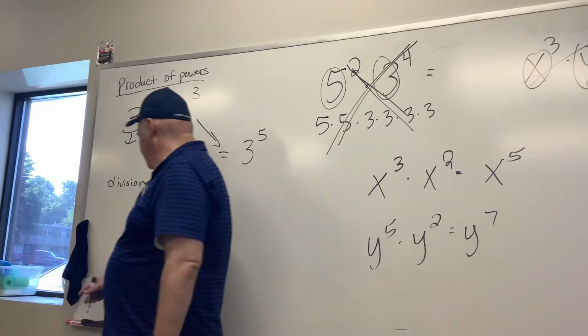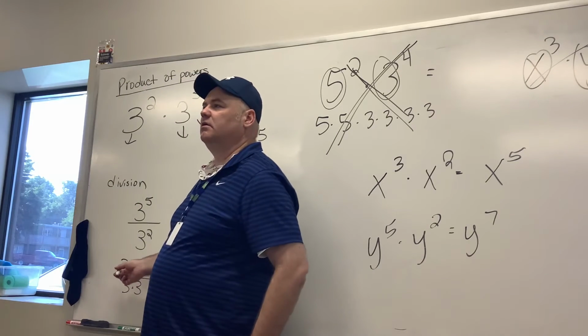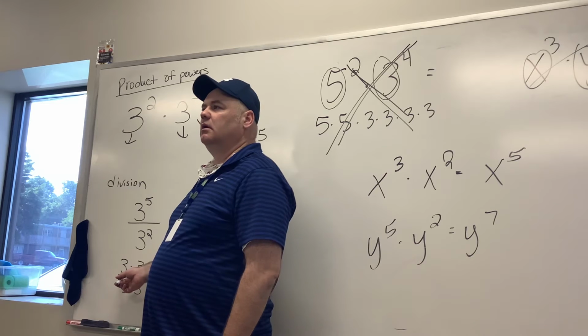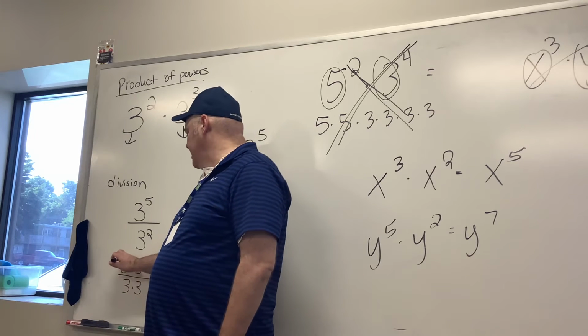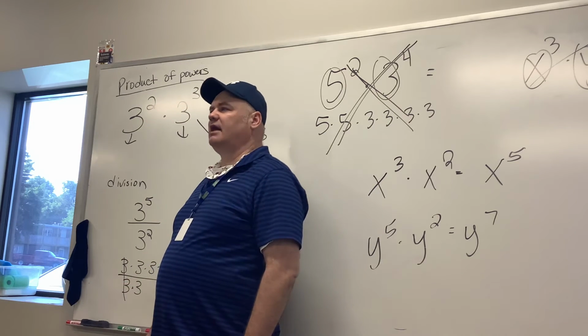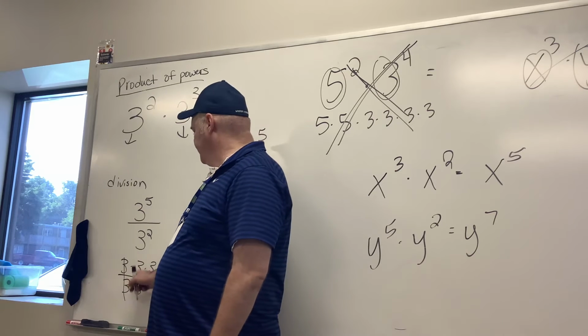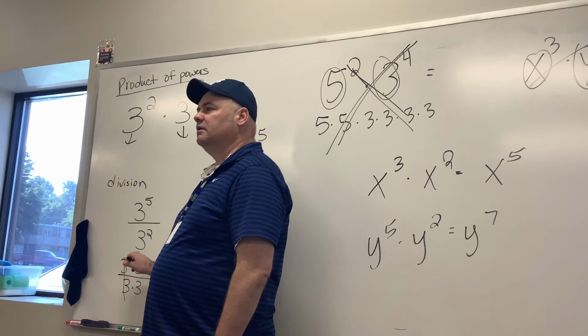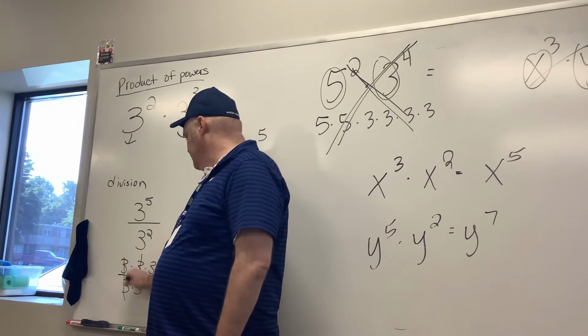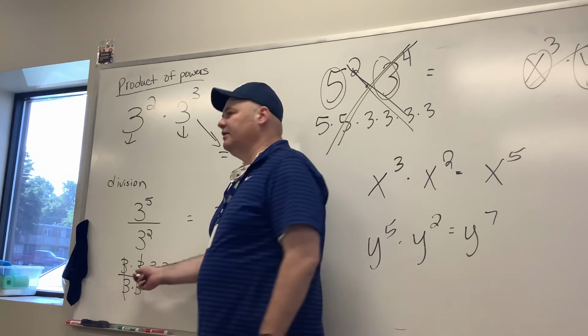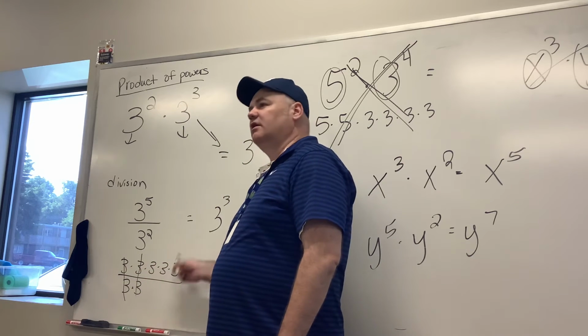What is any number divided by itself? 1. If you have 1, that doesn't change anything. Those cancel out. What about 3 divided by itself again? 1. So those cancel out. What are you left with? 3 to the 3rd power.